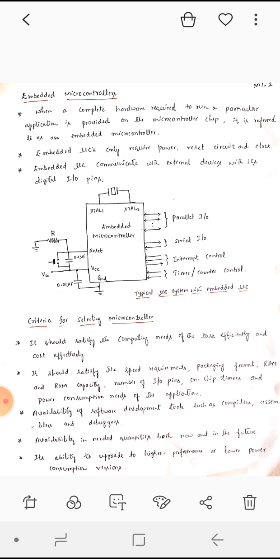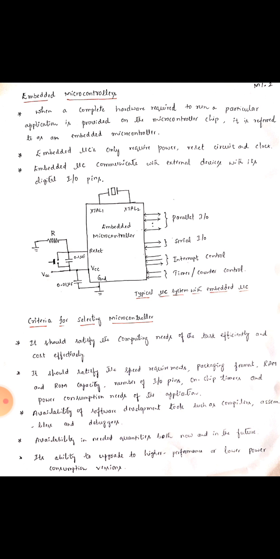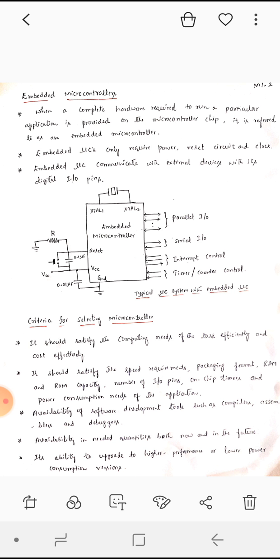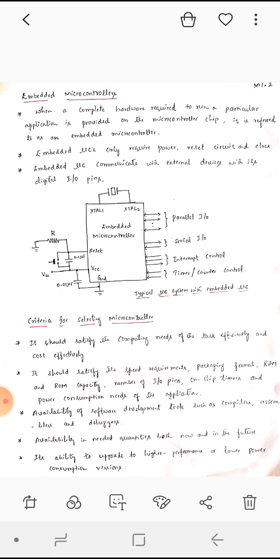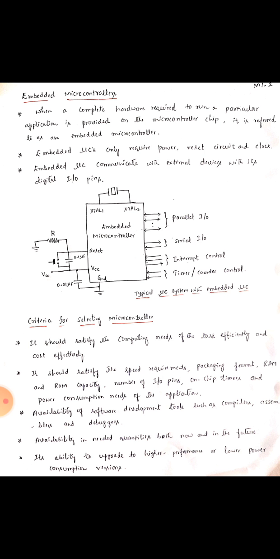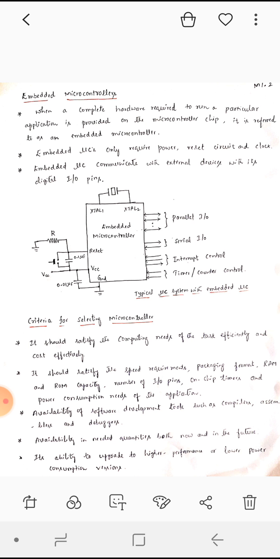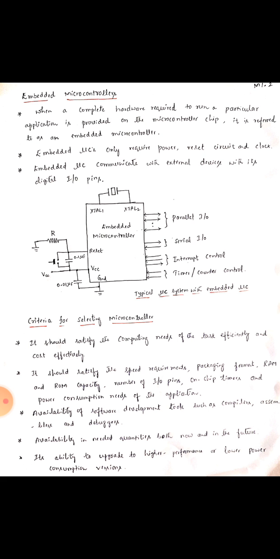You got me? When a complete hardware required to run a particular application is provided on the microcontroller chip, that system is called an embedded microcontroller. Therefore the whole hardware is available on the microcontroller chip. Therefore if you want to work with the system, you need only power, reset circuit and clock. If you have the power, reset circuit and clock, then definitely your embedded microcontroller is going to work, and this can communicate with the external devices with its digital I/O pin.